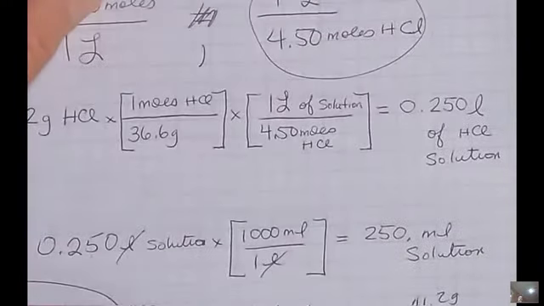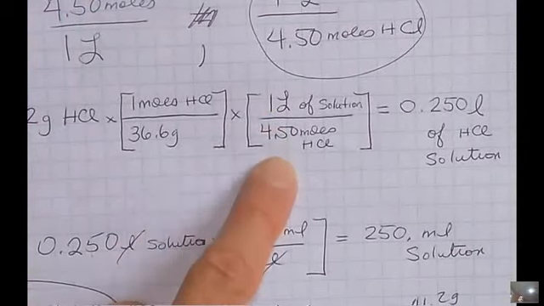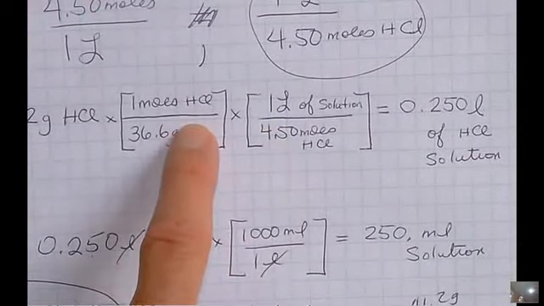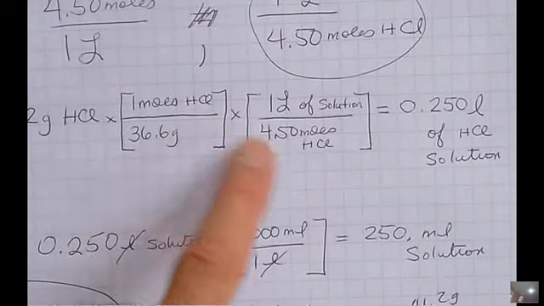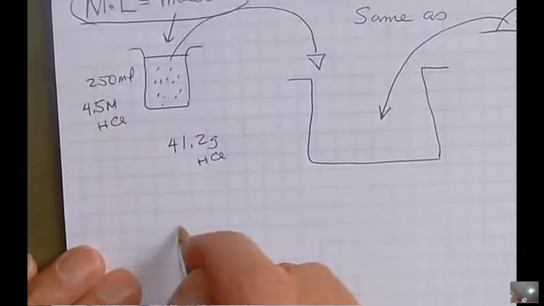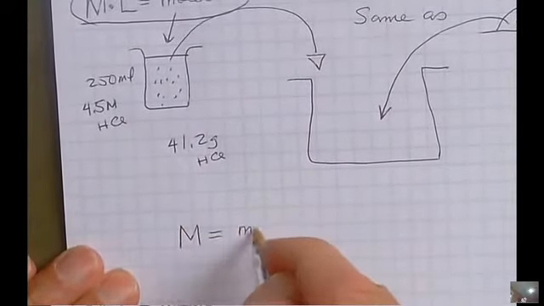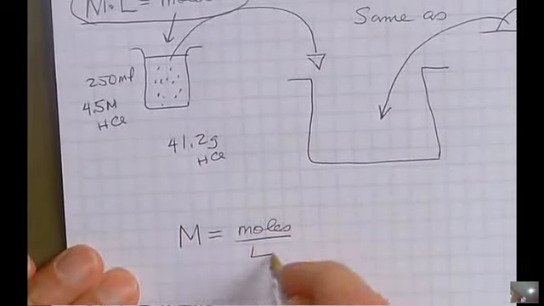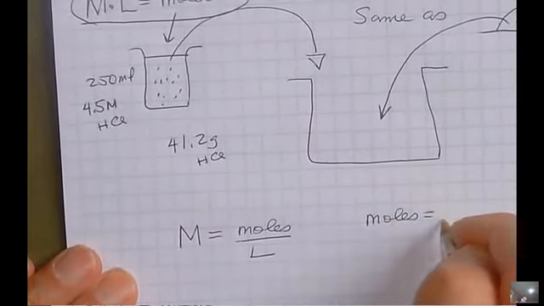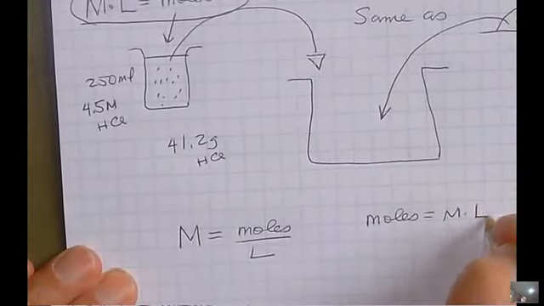And how did I use that here? I had to divide by the molarity because in this case, right at this step, I had the moles. So moles divided by molarity will give you liters. Let me show you that. We said molarity is moles per liter. A very handy way to keep this is moles is molarity times liters.